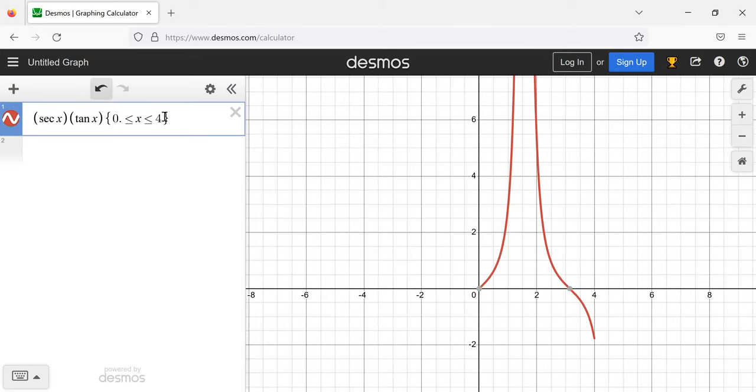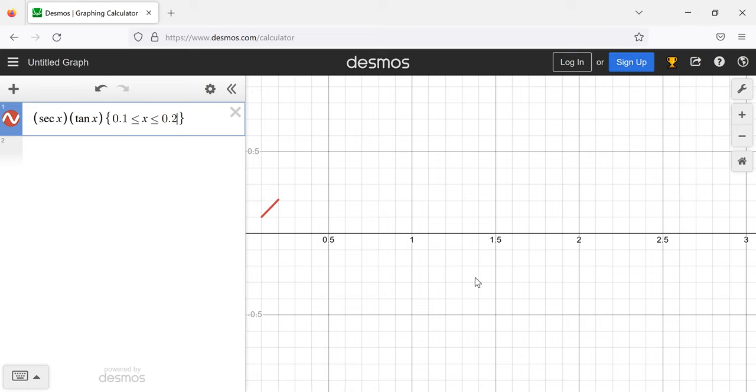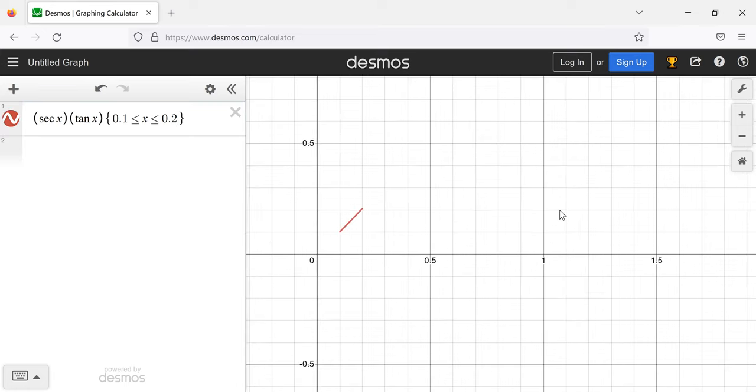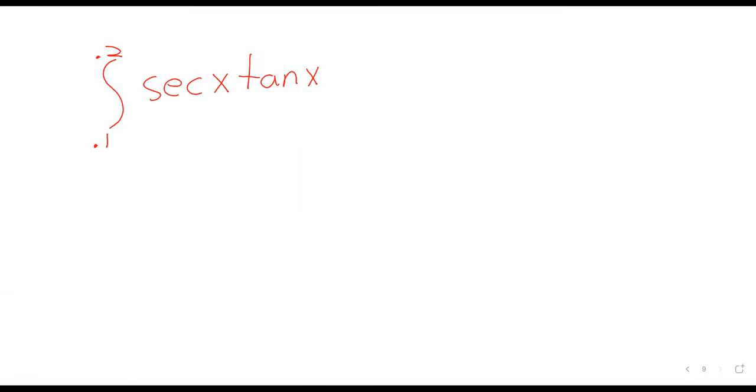Now from 0.1 to 0.2, that issue does not arise. Here is this function on that interval. It's certainly continuous here. So we go ahead and we hit this with the fundamental theorem.